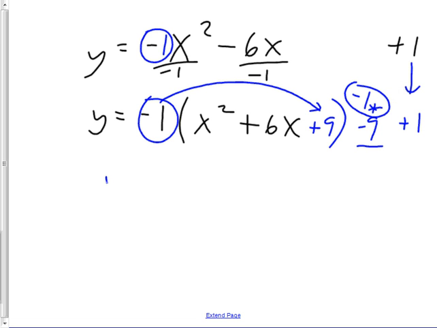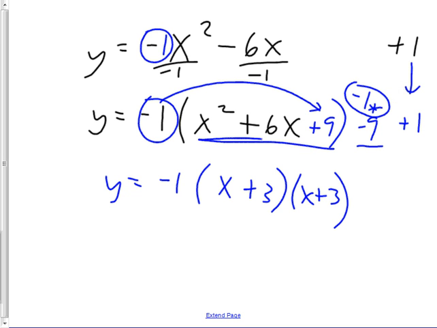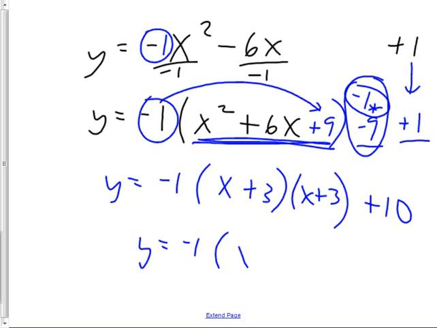All right, so now y equals negative 1 times x plus 3 and x plus 3. That's what this factors to. And then this part here becomes positive 9 plus 1 makes positive 10. I'm really, really close. Y equals negative 1 times x plus 3 quantity squared plus 10. And that's how you do it when you have a negative in front.